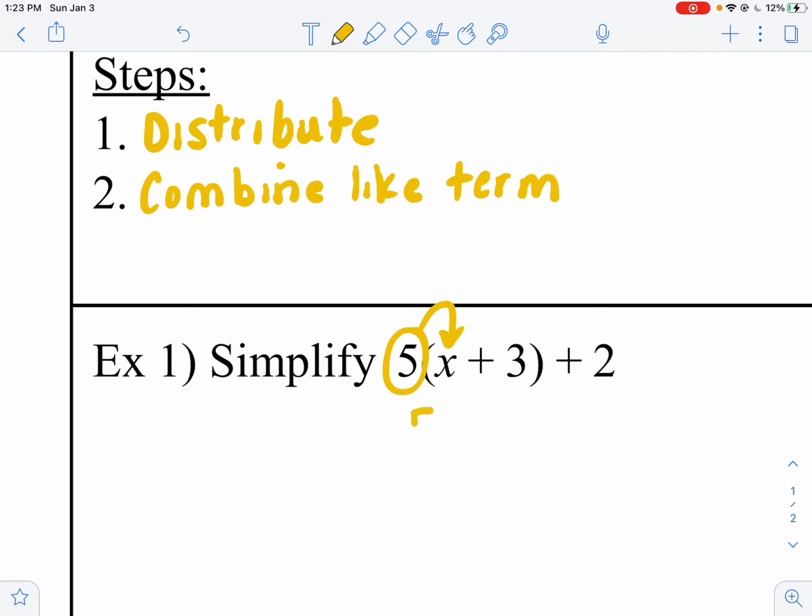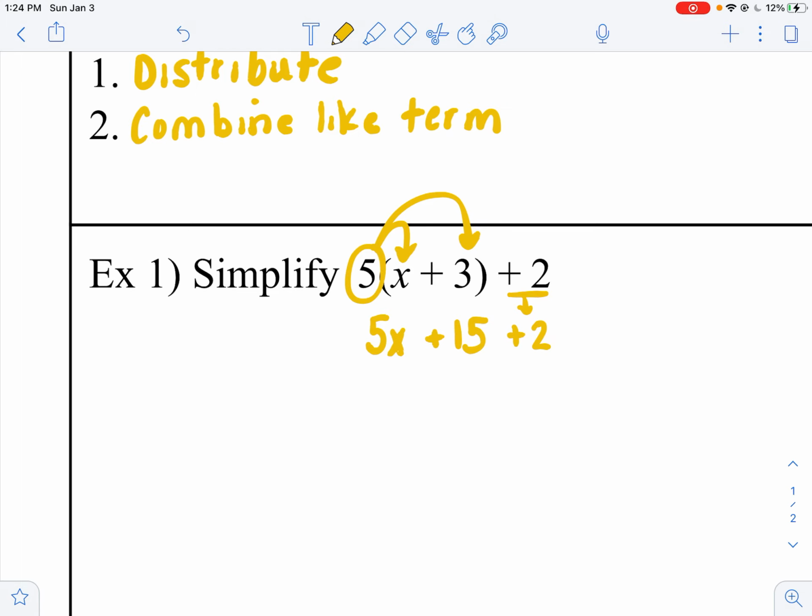So we have 5 times x, which is 5x. Then we have 5 times 3, which is 15. And we still have this positive 2. That 5 is not multiplying by the 2. The 5 is only multiplying by the things inside of the parentheses. So the 2 gets brought down.